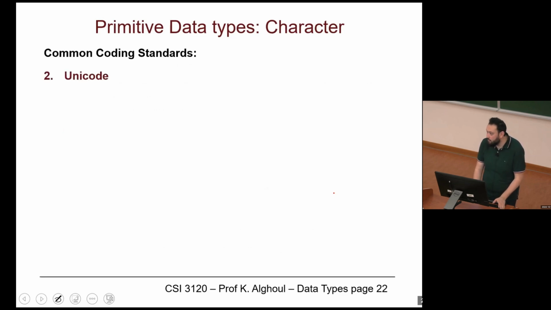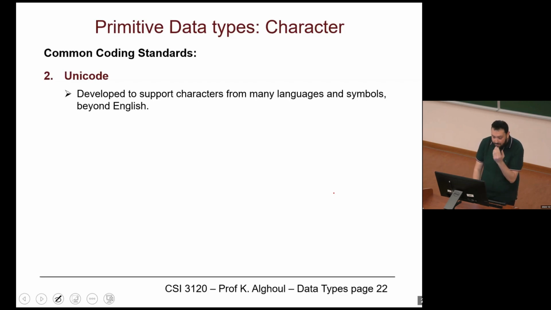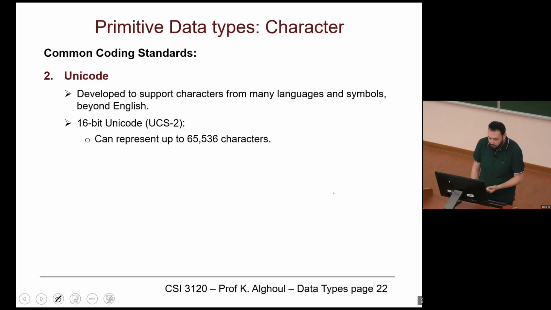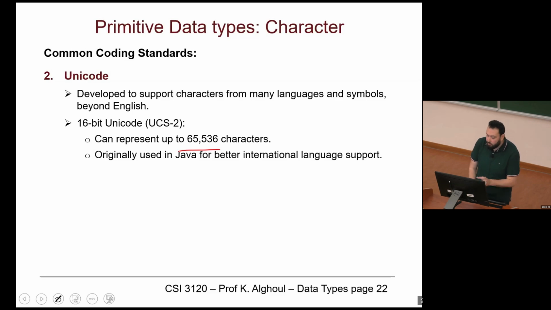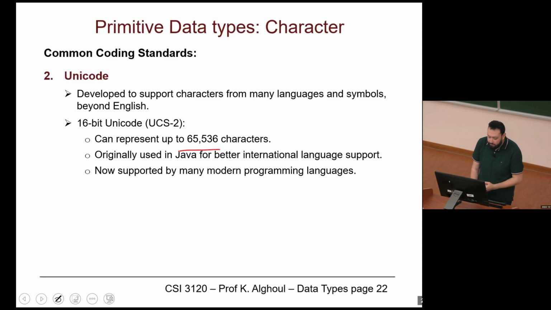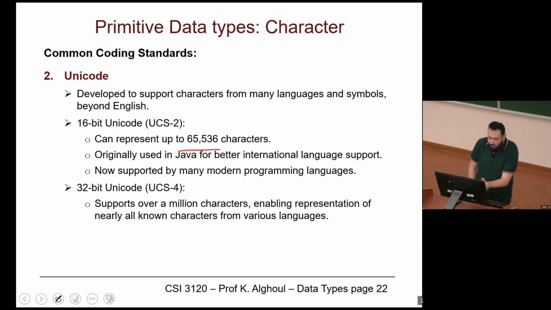Unicode. Unicode is what other languages can be represented by. It was developed to support characters from many languages and symbols beyond English. So there's the 16-bit Unicode, and there's the 32-bit Unicode. The 16-bit one can represent up to 65,000 something characters, originally used in Java for better international language support, and then it was supported by other modern languages. And then we have the 32-bit, which is humongous, over 1 million characters for some specific languages.